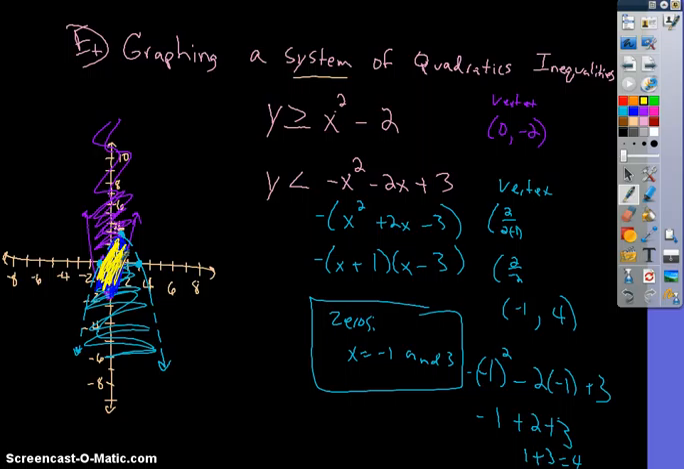So that's how you graph a system of inequalities. All right, so basically you graph each of the quadratics in the system, you shade them appropriately, and also make sure that the lines are either solid or checkered, and you have it. All right, let's move on.